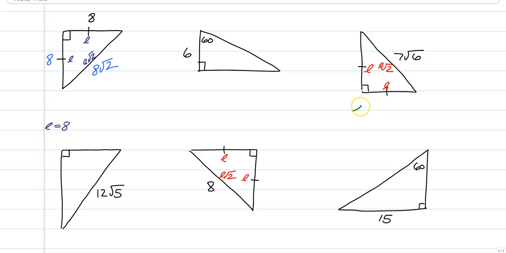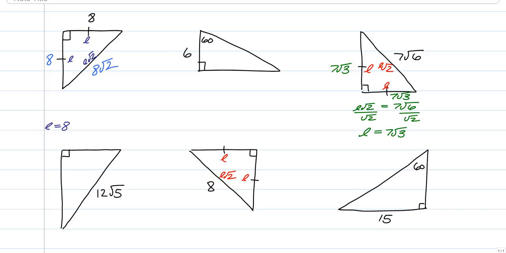This one, we have L root 2 is given, and it's 7 root 6. So if we divide both sides by the square root of 2 to solve for L, we will get L is equal to 7 root 3. So both of these sides are going to be 7 root 3 because that's where L is.